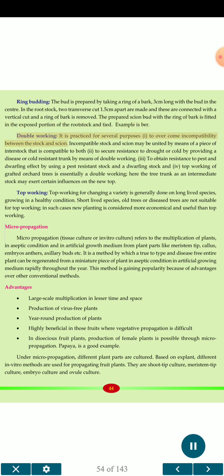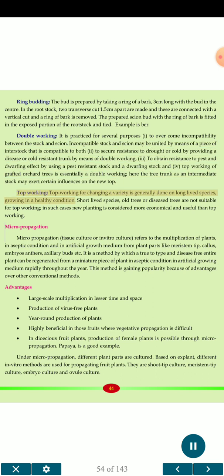Double working. It is practiced for several purposes. To overcome incompatibility between the stalk and scion. Incompatible stalk and scion may be united by means of a piece of interstock that is compatible to both. To secure resistance to drought or cold by providing a disease or cold resistant trunk by means of double working. To obtain resistance to pest and dwarfing effect by using a pest resistant stalk and a dwarfing stalk. And top working of grafted orchard trees is essentially a double working. Here the tree trunk as an intermediate stalk may exert certain influences on the new top.